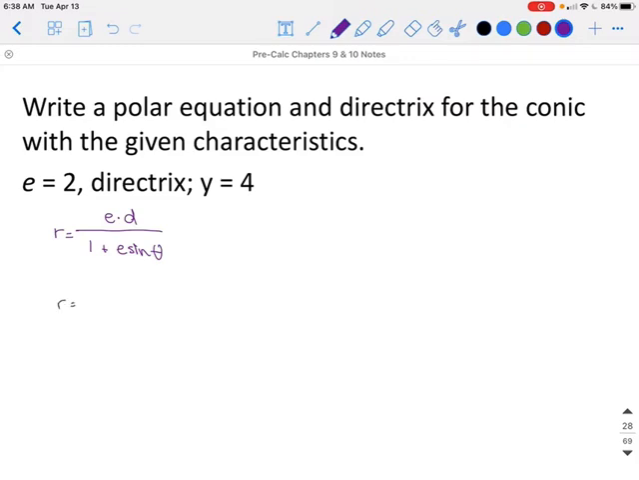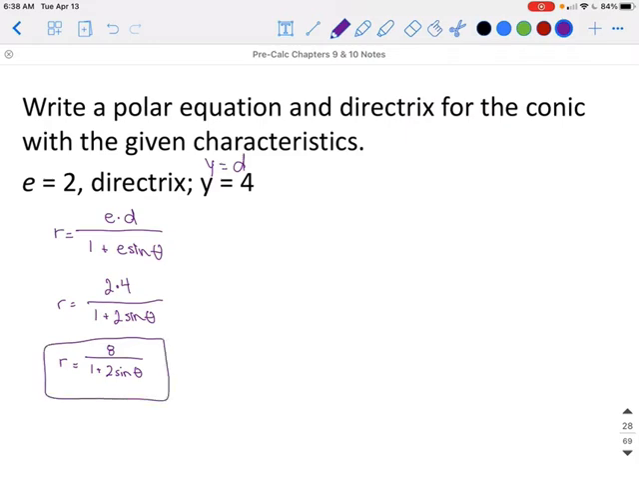So e times d, we know this is y equals d, so we know our d value is 4. So we know 2 times 4 over 1 plus 2 sine of theta, or 8 over 1 plus 2 sine of theta would be the equation for our conic section.